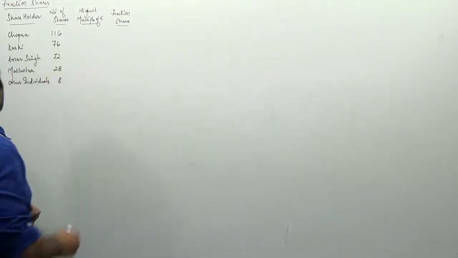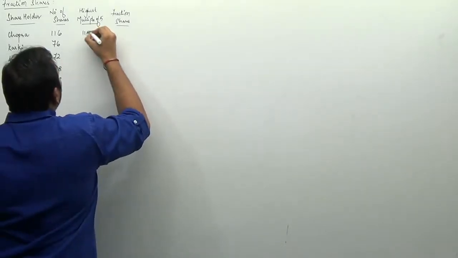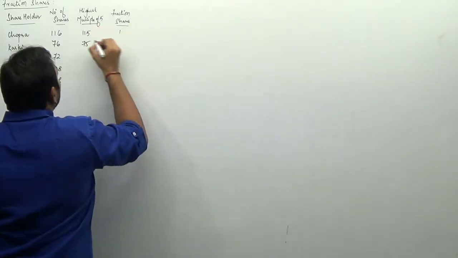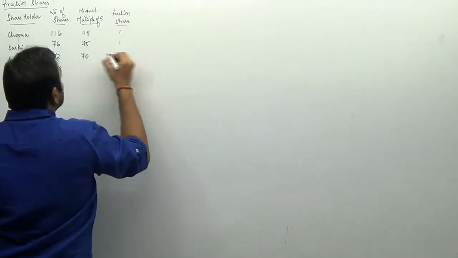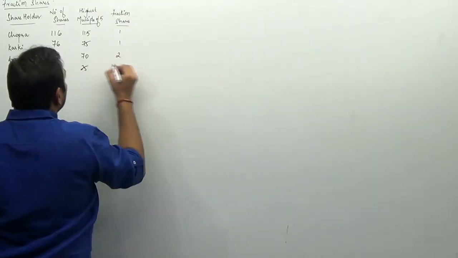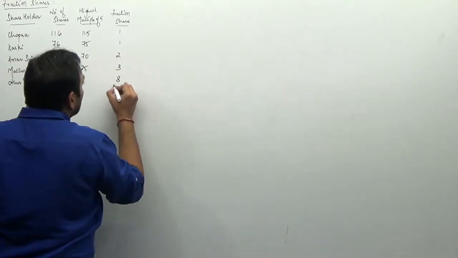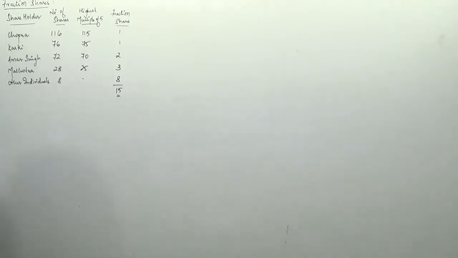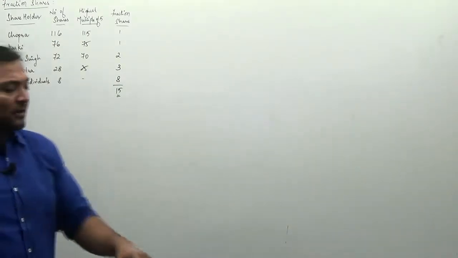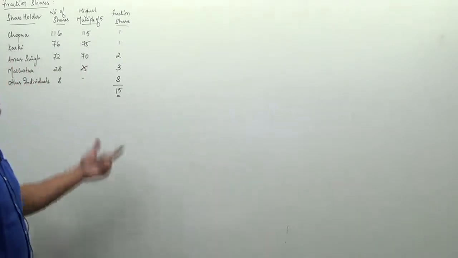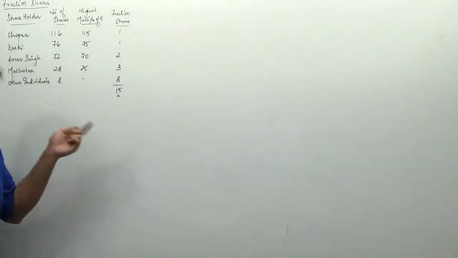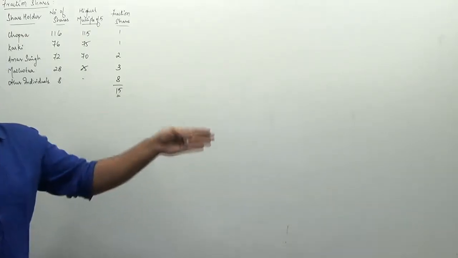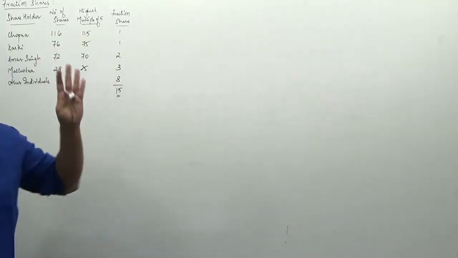Let's fill up. Highest multiple of 5, 115, fraction share 1. Highest multiple 75, fraction share 1. 72, 70, 2. 28, 25, 3. Other individuals, nil, 8, total 15. Fraction shares. How many shares are there in first of all B Limited? 80,000 shares. How many fraction shares? 15. So, leaving this 15, remaining 79,985 are in exact multiples of 5.